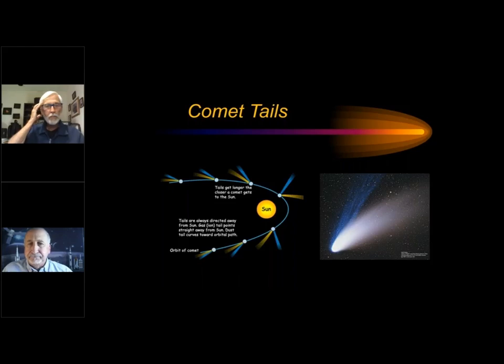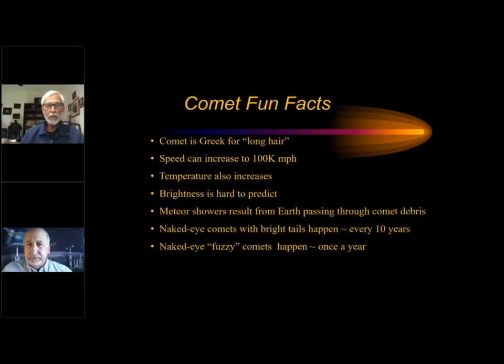So I think on the next slide, because we did some trivia on asteroids, I put together some fun facts on comets. So the word comet is Greek for long hair, which makes perfect sense. And I want to talk about the next two bullet points a little bit in detail. So when comets are in their primary orbit and not approaching the sun, they travel actually very slowly, maybe on the order of a couple thousand miles an hour.